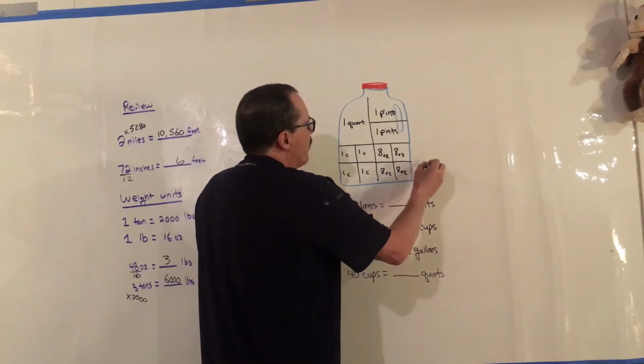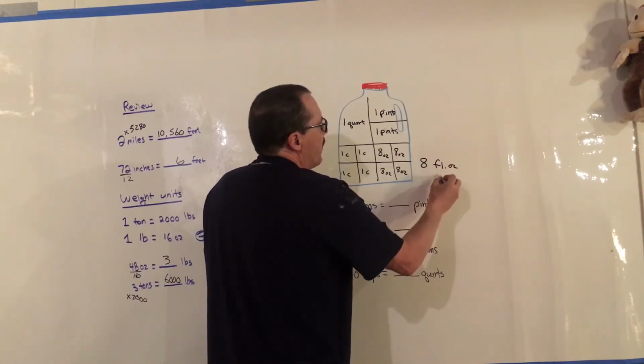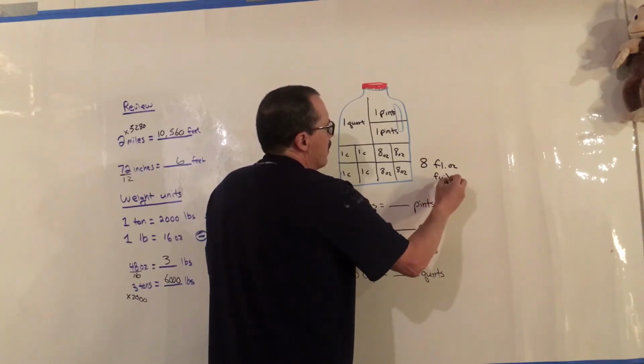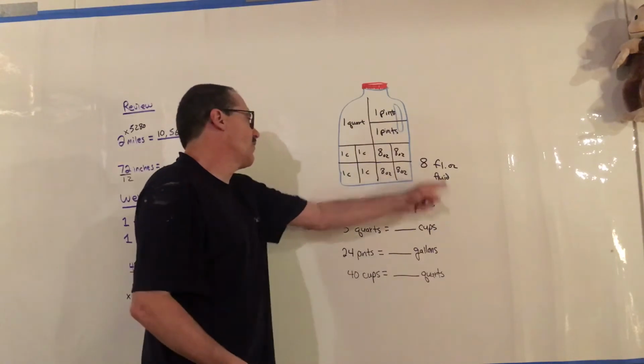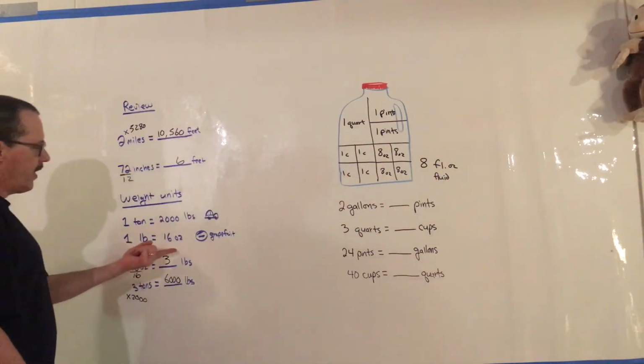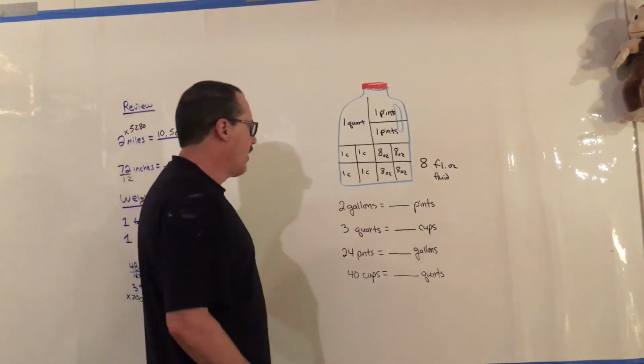Now in your book it's going to put 8 FL ounces, and FL stands for fluid. So when you're working with milk or liquid, you're going to use fluid ounces. When you're working with weight, you're going to use just regular ounces like this. Okay, let's go through these problems here.